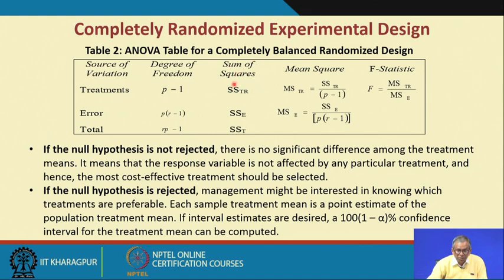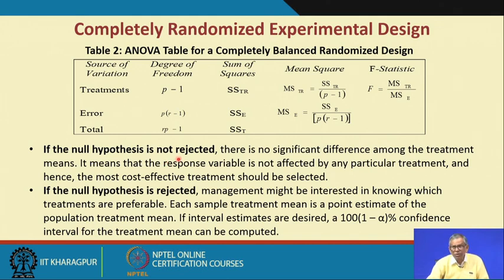The sums of squares are SSTR, SSE, and this is SST. Then the mean square treatment is SSTR divided by its degrees of freedom. Similarly, the mean square error is the sum of squares of error divided by its degrees of freedom. And then the F statistic is MSTR, the treatments, divided by MSE. So this is the F statistic you compute.